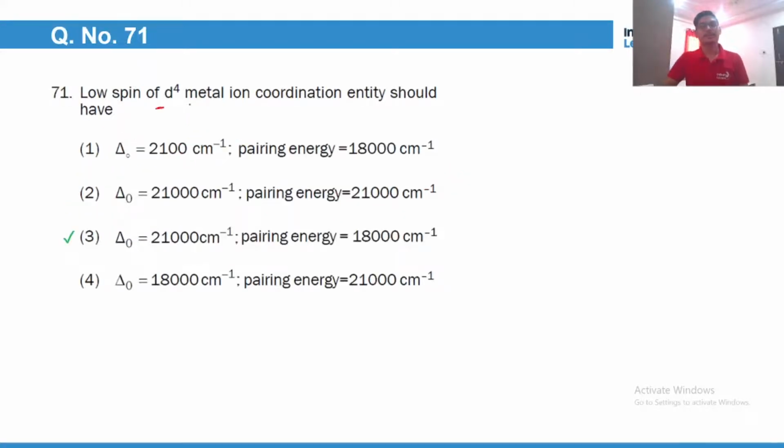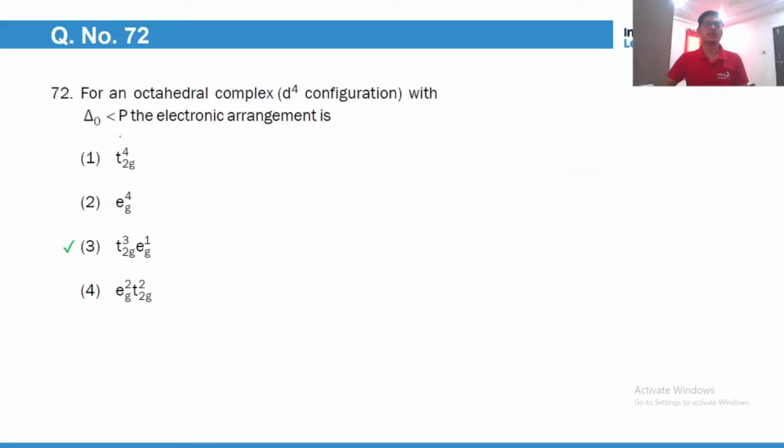Low spin in d4. If we talk about the 4th electron, it went into the t2g orbital. It happens when the pairing energy is less than the crystal field splitting energy. So this is the correct answer. For an octahedral complex with d4 configuration, delta is less than P. Pairing energy is more, so we will not spend pairing energy. Of course, we will spend crystal field splitting energy.